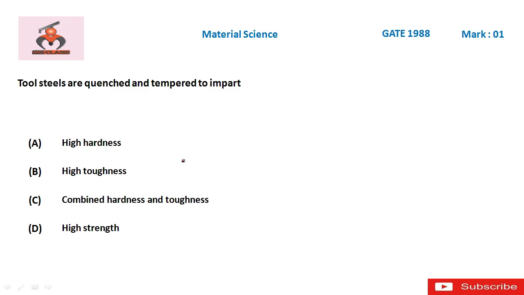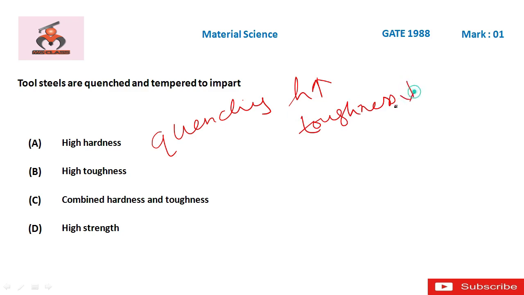Okay, so during quenching hardness increases and toughness decreases. So to enhance the toughness, we go for the tempering process. So here both processes are mentioned, quenched and tempered. So answer C is correct. Combined hardness and toughness.